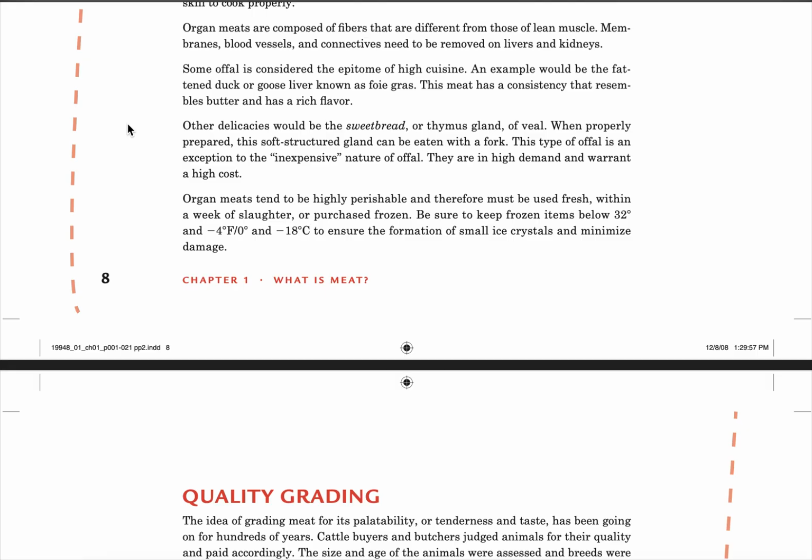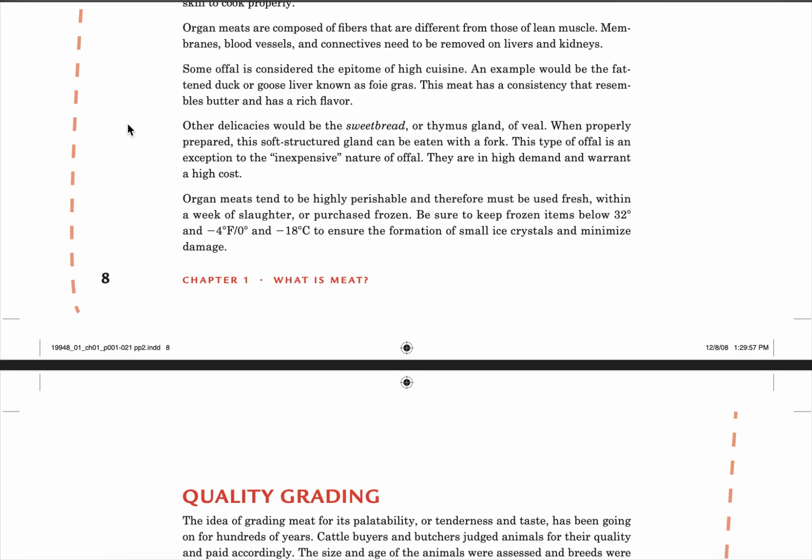Other delicacies would be the sweetbread or thymus gland of veal. When properly prepared, this soft, structured gland can be eaten with a fork. This type of offal is an exception to the inexpensive nature of offal. They are in high demand and warrant a high cost.